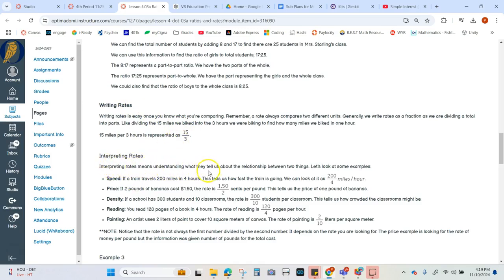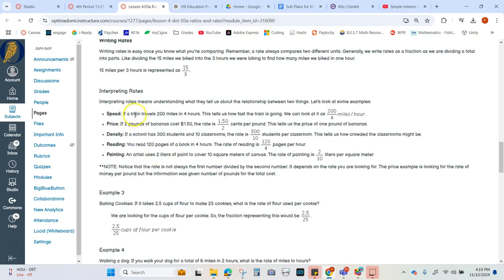Interpreting rates means understanding what they tell us about the relationship between 2 things. Again, kind of like ratios. If a train travels 200 miles in 4 hours, this tells us how fast the train is going, like 200 miles, 4 hours, miles over hours. 2 pounds of bananas that cost $1.50. The rate is 1.50 on top of 2, cents per pound. Cents on top, pounds on bottom.